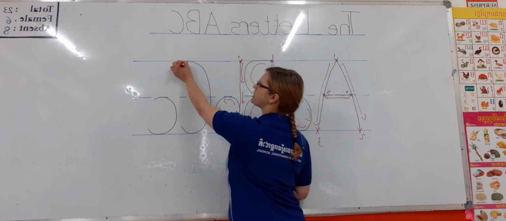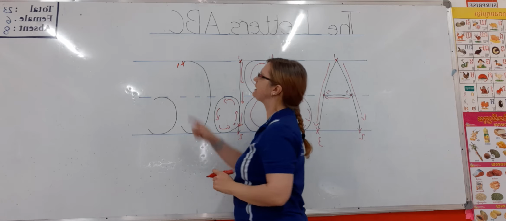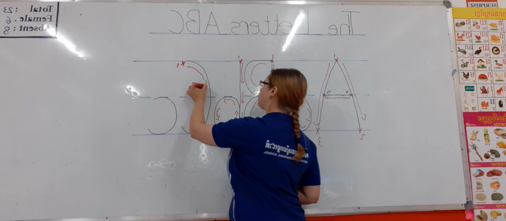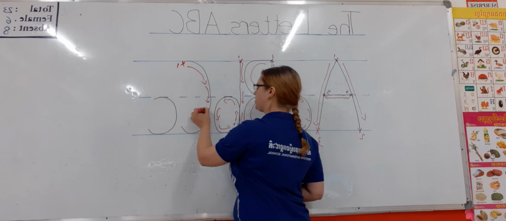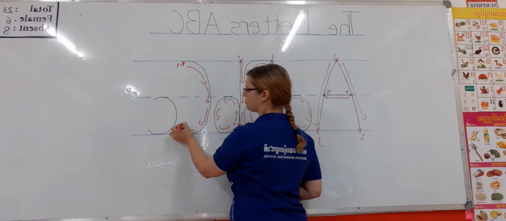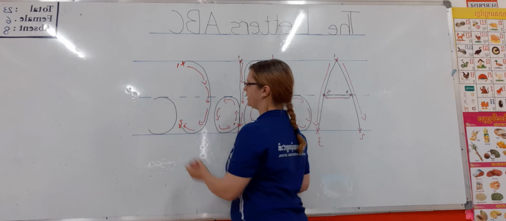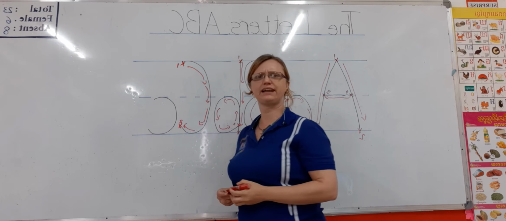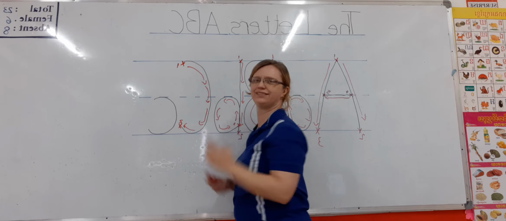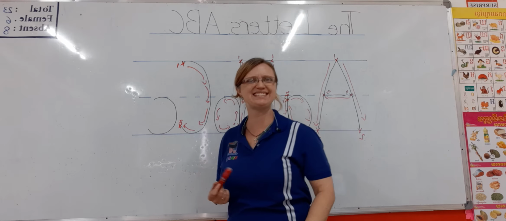So let's quickly look how we write it. We're going to start at the top there, just underneath the line, by point number 1. And we're going to go around, all the way around, and we're going to make a round circle to stop. Can you see? So it's like a moon. Round, stop. Done. Easy, isn't it?